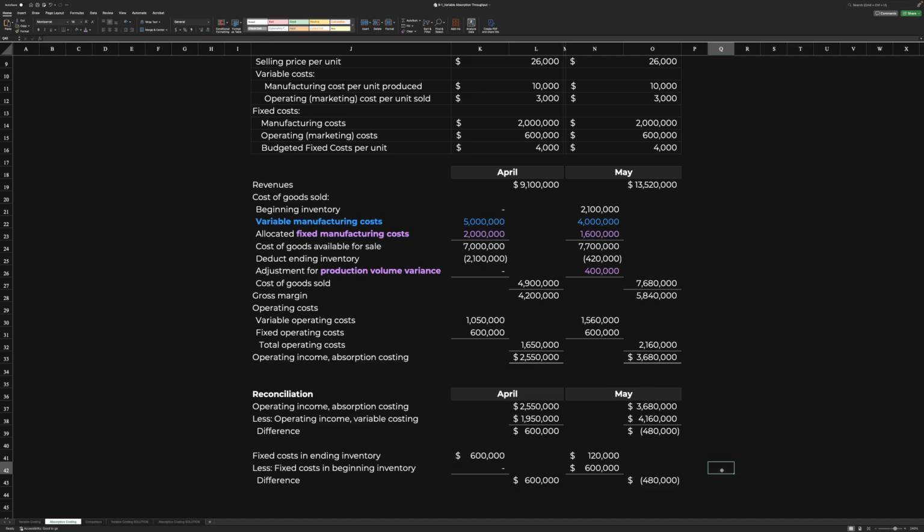So why does this matter to you? Well, you need to be aware that a manager might be tempted under absorption costing to overproduce. They might produce more than they need on a consistent basis because that would result in higher operating income.